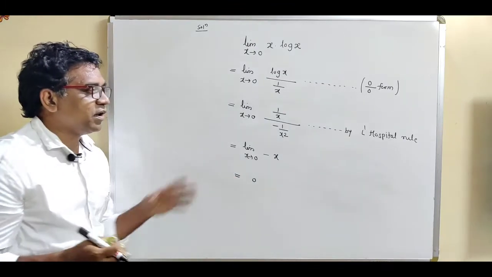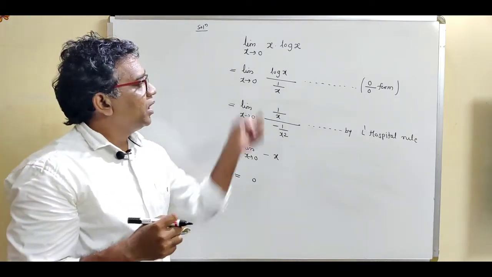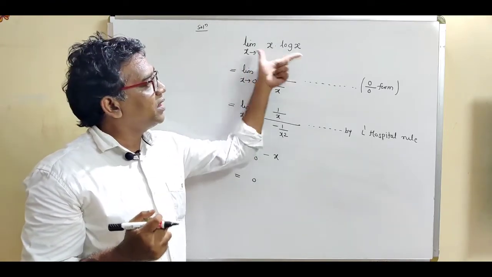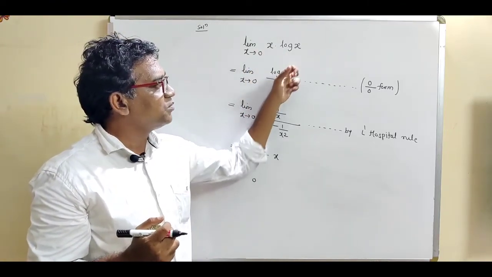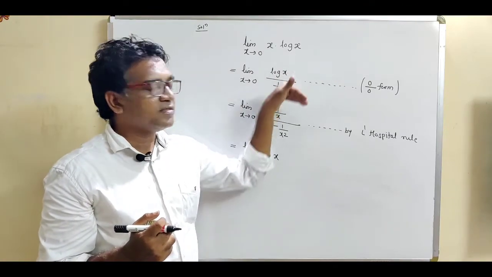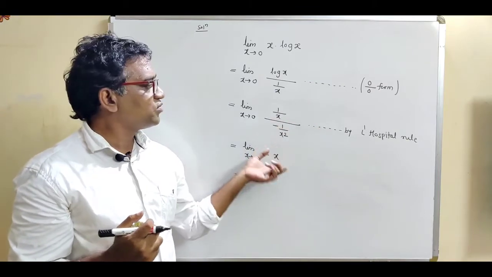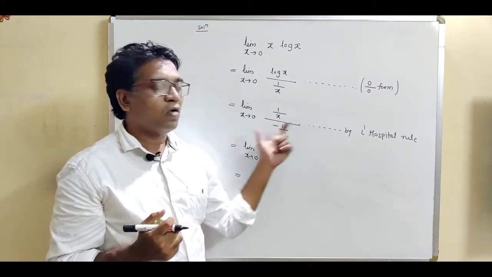So see, just remember this technique. If the limit form contains the product form, then anyhow convert this product in terms of division, either 0 by 0 form or infinity upon infinity form, so that we can apply the L'Hopital rule.